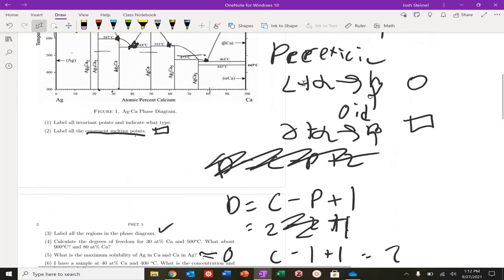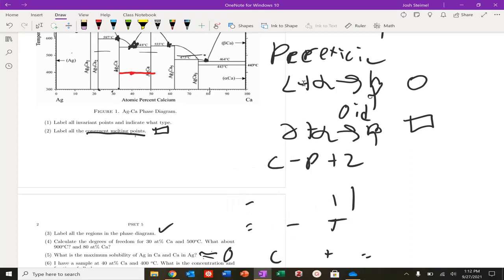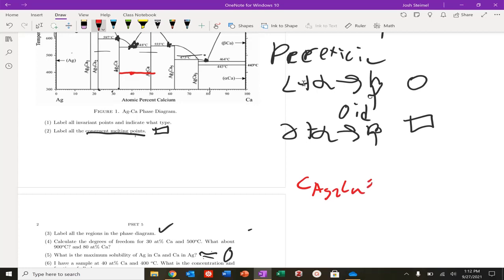Okay, excellent. So 40, 400, so I'm right here. I'm in a 2-phase region. So I'm going to have a concentration of Ag2Ca. That concentration, even though I'm initially at 40%, is going to be this, so basically around 33 atomic percent Ca. My concentration of AgCa is going to be 50.